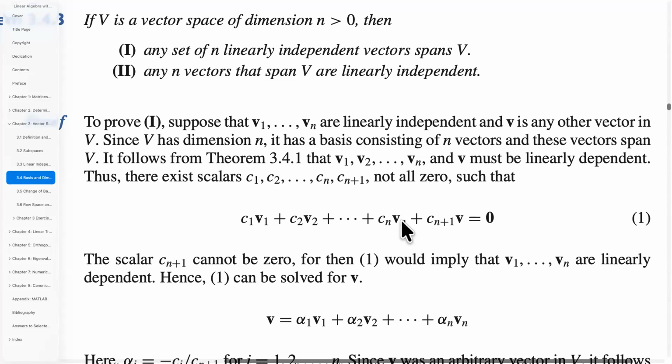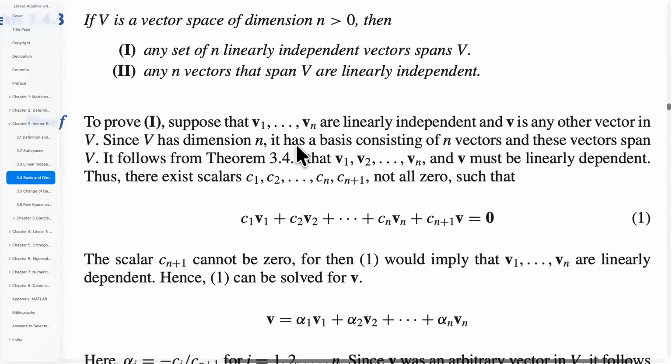Okay. So yeah, I think I may just as well use a textbook for this part, I mean for the proof. Any set of n linearly independent vectors spans V. Say V1 to Vn are linearly independent, and V is any vector.